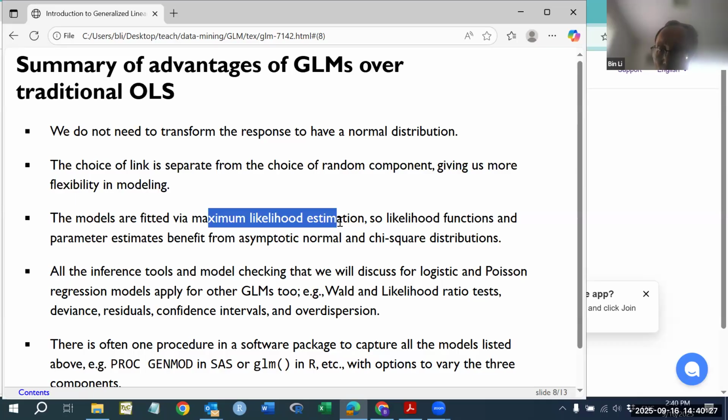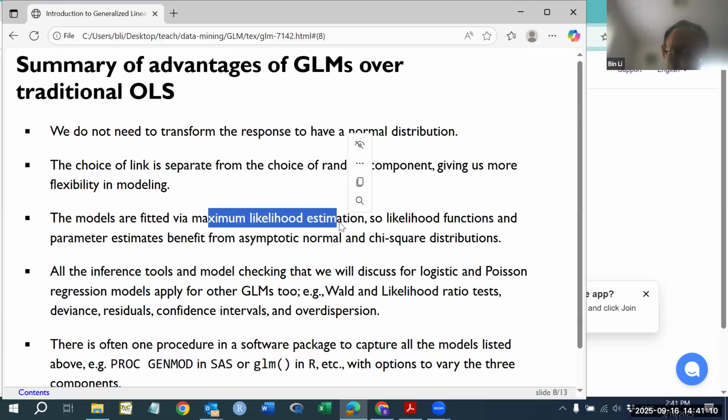And also the MLE has some very nice properties if the sample size gets larger. In statistics, there's a name called asymptotic performance, or asymptotic property. That means if the sample size grows to infinity, what is the property of the solution? That's called asymptotically. We can prove that the likelihood function and the parameter estimates follow an asymptotically normal distribution, and we can also use the chi-square and normal distributions to do the statistical inference.